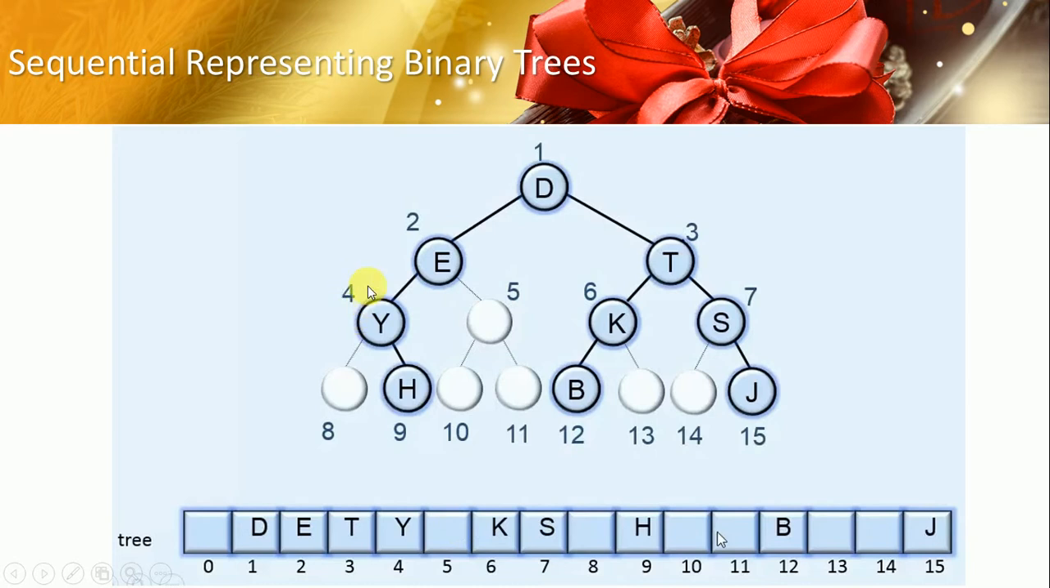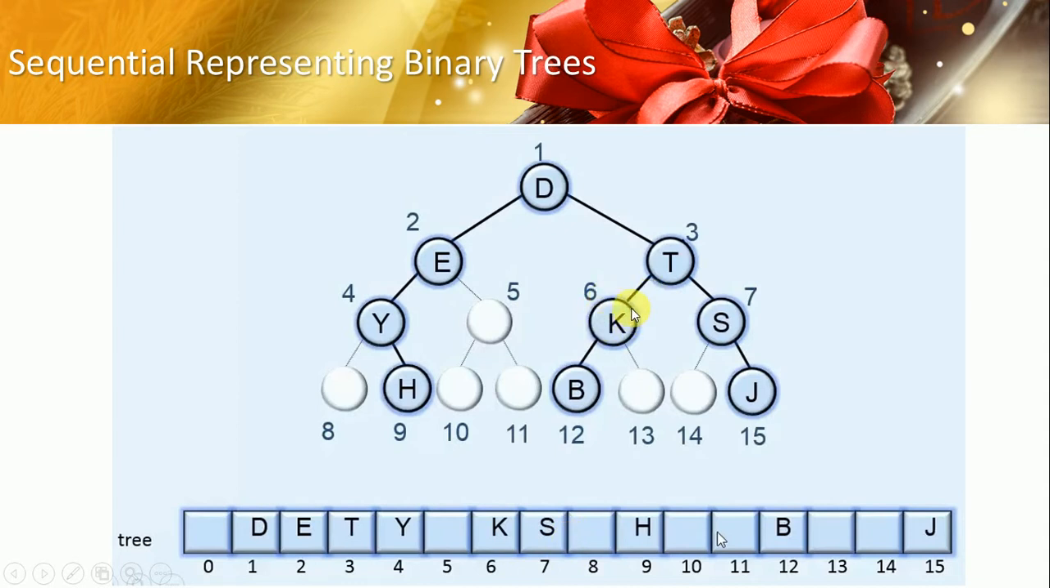Now we are going to calculate the next location. This is location 4. The left child will be stored at 4 multiplied by 2, which is 8. And 4 multiplied by 2 plus 1 is 8 plus 1, which is 9. Location 9 will contain H. Now we are going to calculate the right child. The right child is T, which is stored at location 3. 3 multiplied by 2, 3 twos are 6, will contain K. And 3 multiplied by 2 plus 1 is 7. Location 7 will contain S.